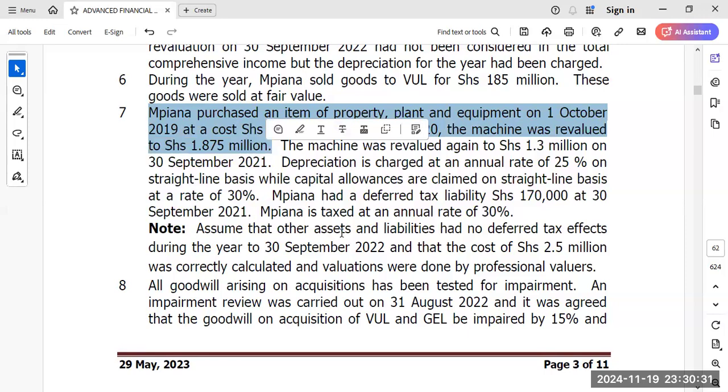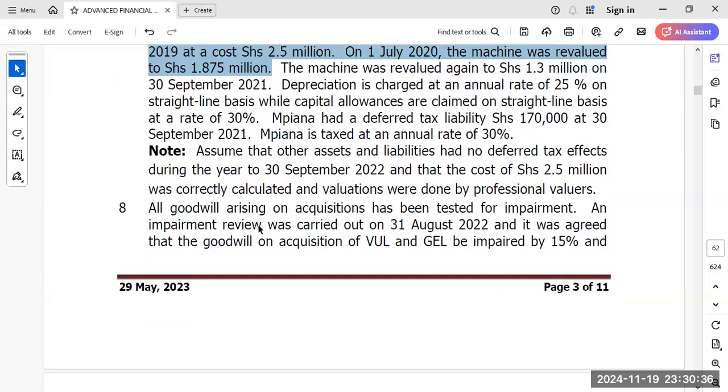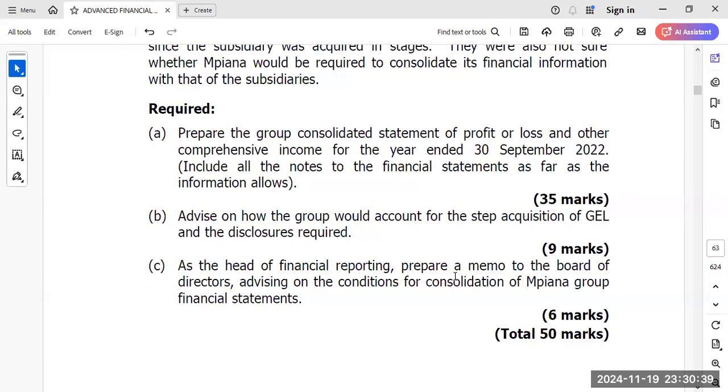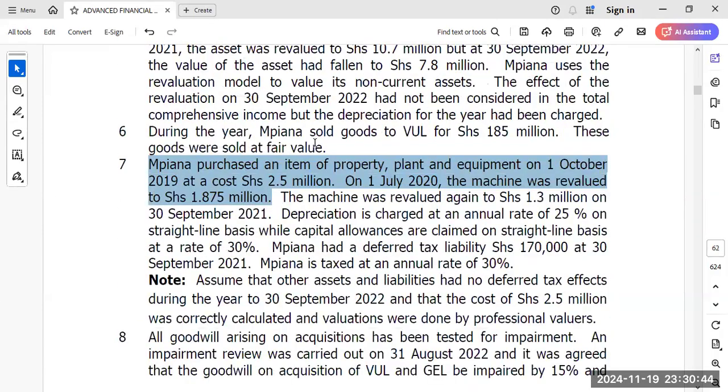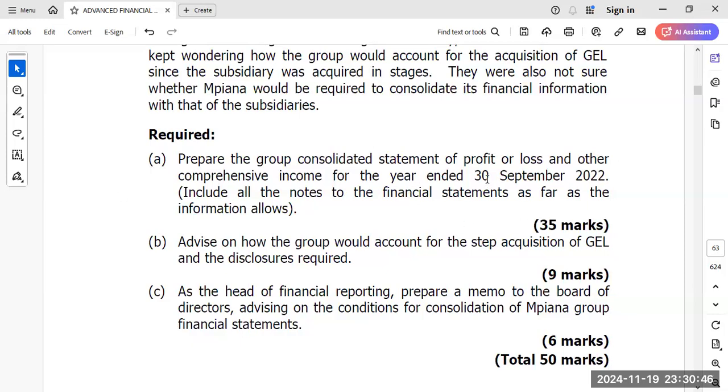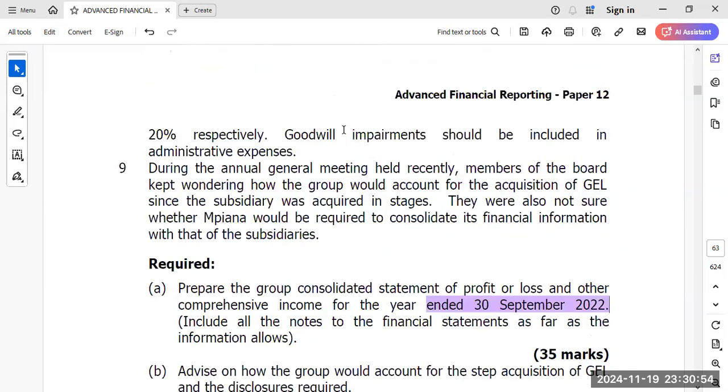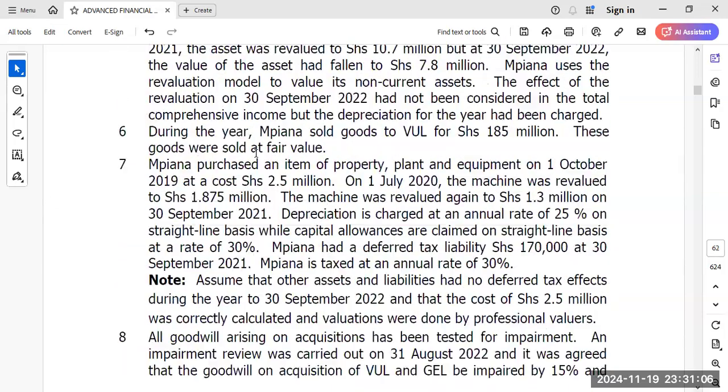Assume that other assets and liabilities had no deferred tax effect. What are we preparing? We are preparing profit or loss. As at which date? For the year ended 30th September 2022. The reporting date is very key because that's where you need to test to see whether you have a taxable difference. Okay, so let's read through and see.